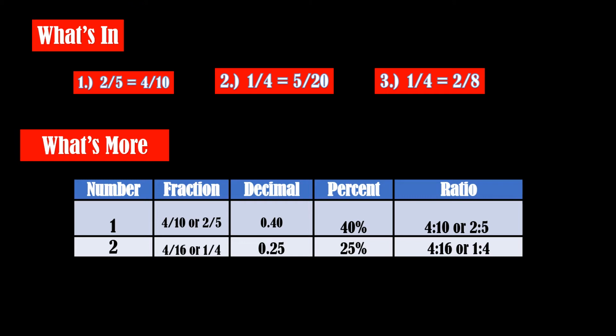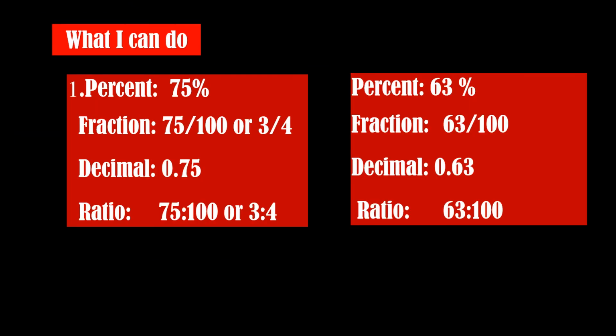Number 1, we have fraction 4 over 10 or 2 over 5, decimal 0.40, and percent is 40%. Ratio is 4 to 10 or 2 to 5. And number 2, we have 4 over 16 or 1/4, and on decimal, we have 0.25. In percent, we have 25%. And the ratio, we have 4 to 16 or 1 to 4. That's all what I can do.